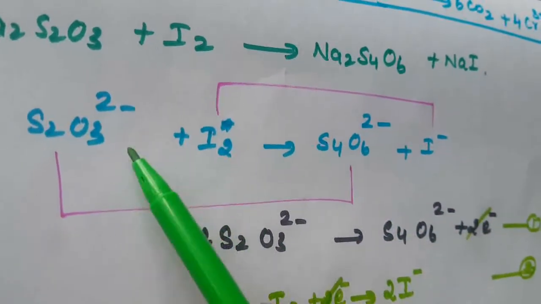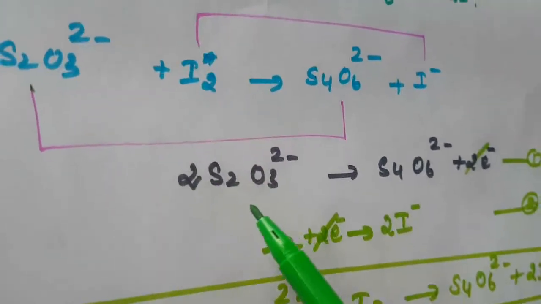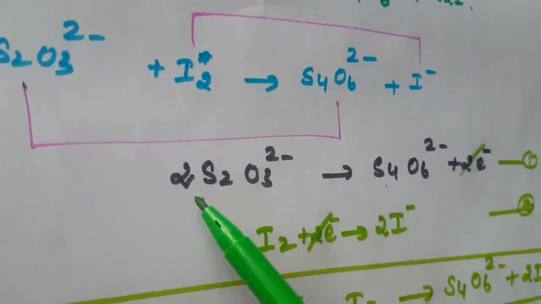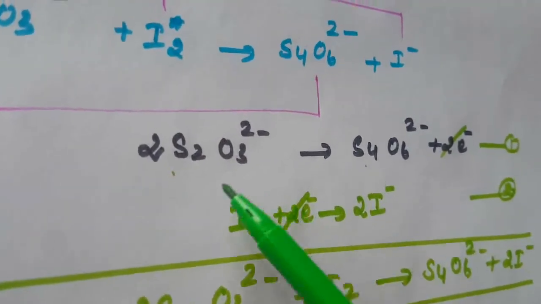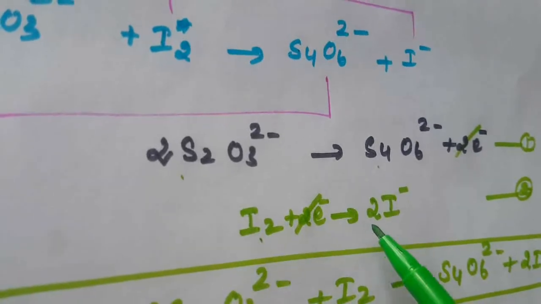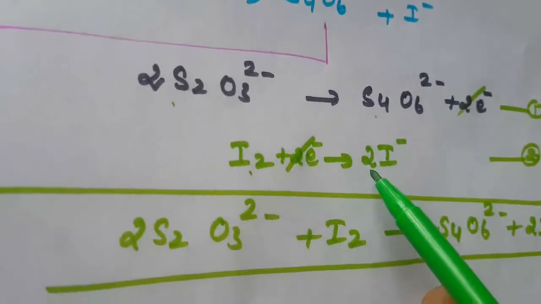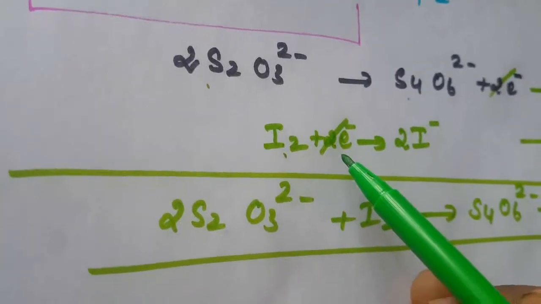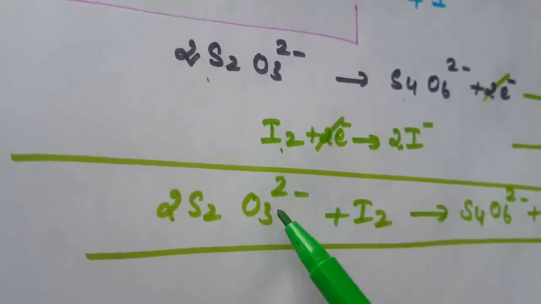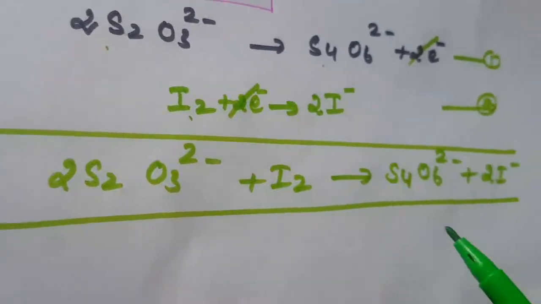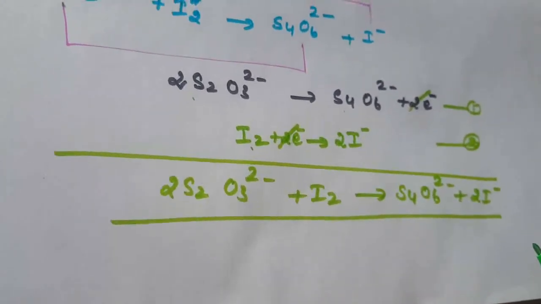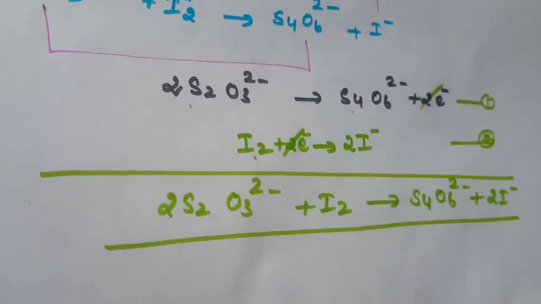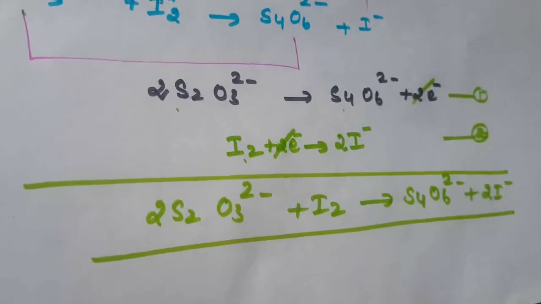Here only 2 electrons. Here S2 is there, but here S4, so I am multiplying here by 2, that is 4. Here 2 iodine is there, so that is only 1 iodine, so writing here 2. Here 2 electrons, so balancing the 2 electrons, we are adding 2 electrons on this side, so that is S2O3 2- plus I2 giving S4O6 2- plus 2I-. Okay, so this is another one. This is the very easy one.